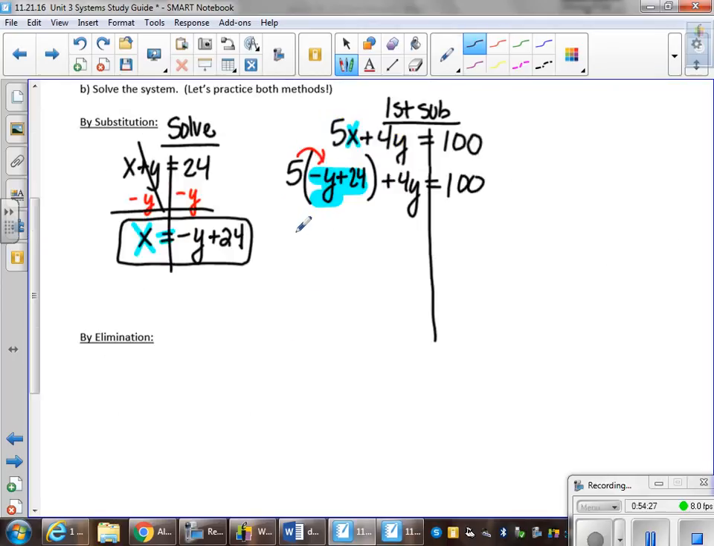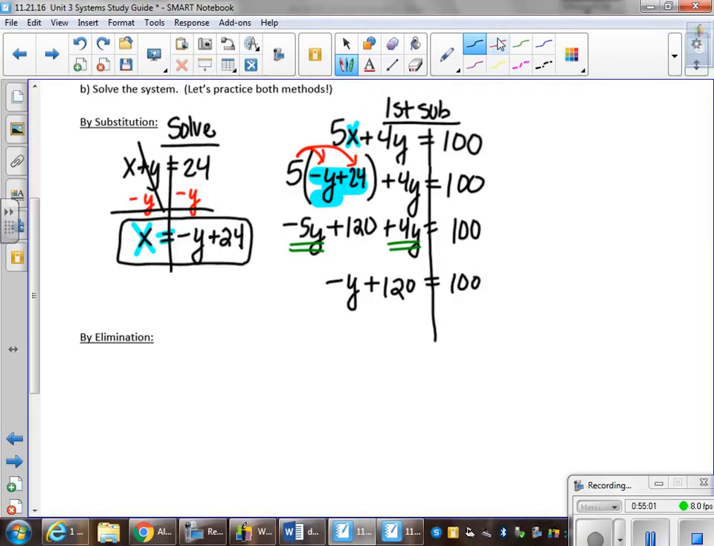5 times a negative y is negative 5y. 5 times a positive 24, positive 120. Bring down that 4y, don't forget it, equals 100. Combining like terms, negative 5y plus 4y is a negative y plus 120 equals 100. Subtract 120 from both sides. Negative y equals negative 20.